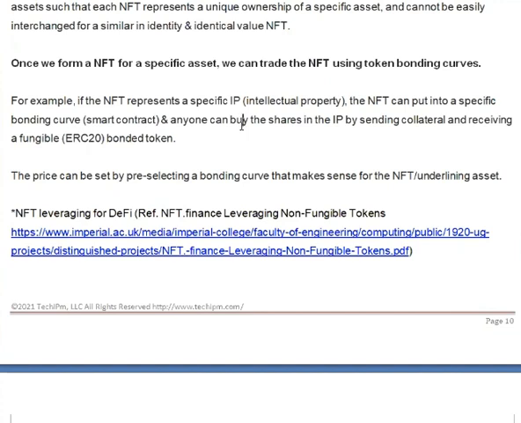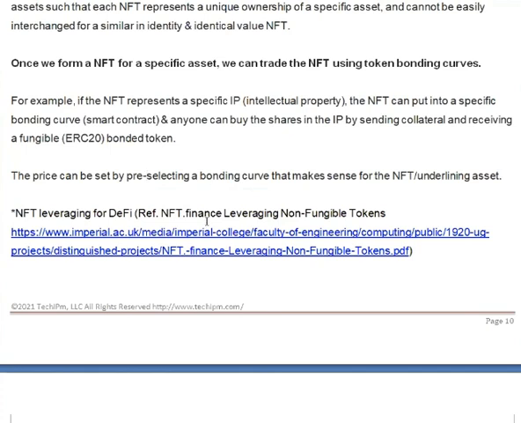It's now under development, and it is a very, very interesting topic. The price is set by a pre-selected bonding curve. You can preset the price using this bonding curve, so it makes sense that the NFT's underlying asset relates to this price. This is a design choice, so you can select your design.